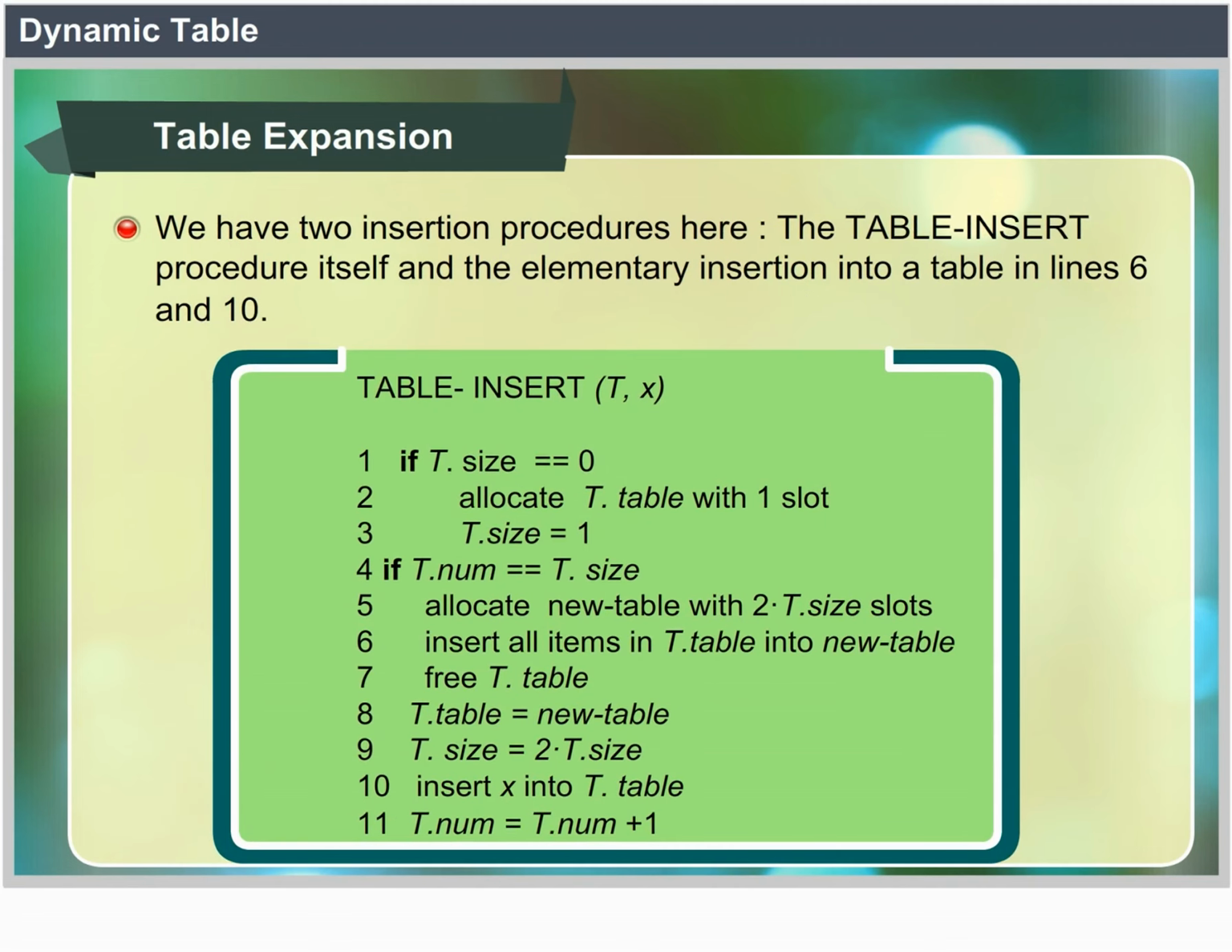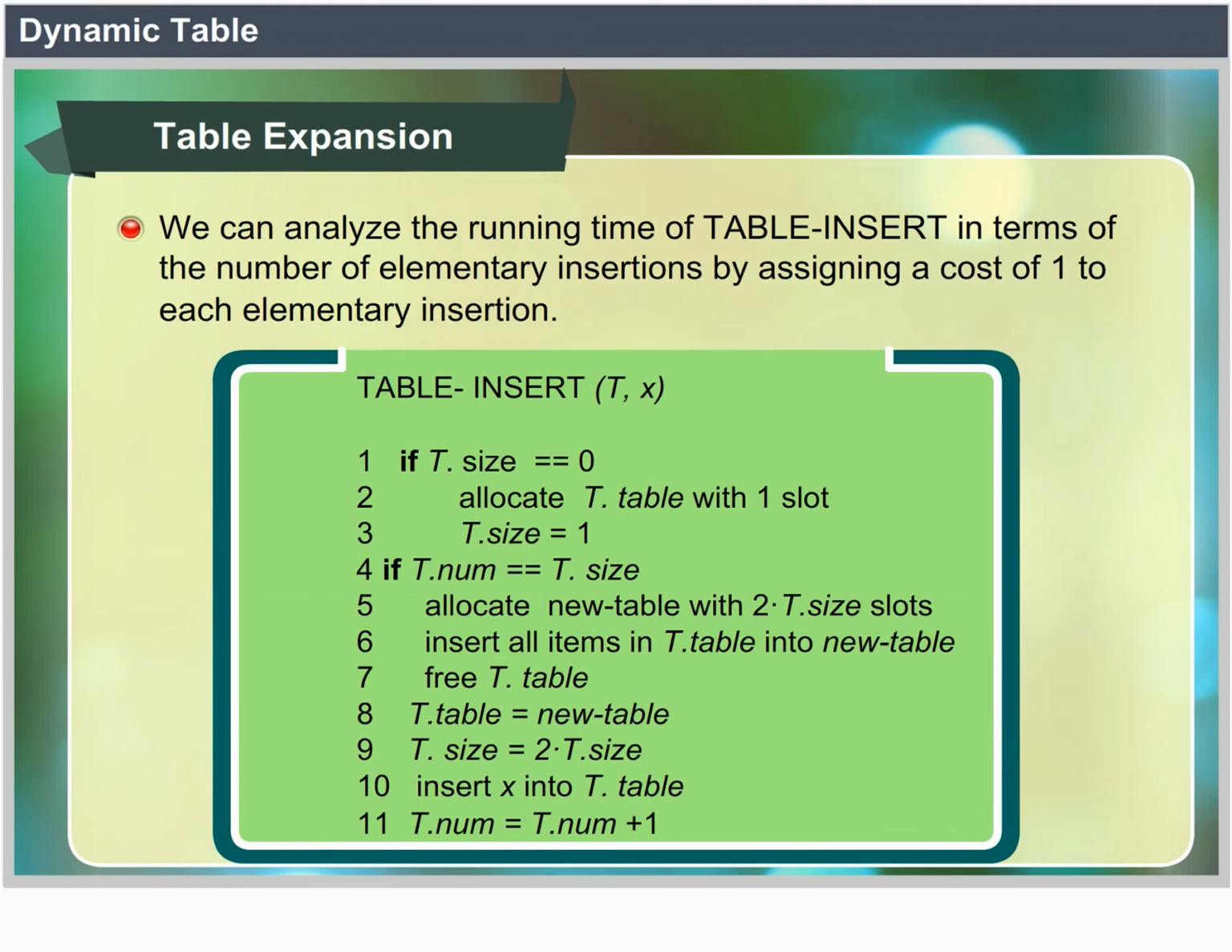We have two insertion procedures: here, the table insert procedure itself and the elementary insertion into a table in lines 6 and 10. We can analyze the running time of table insert in terms of the number of elementary insertions by assigning a cost of 1 to each elementary insertion.